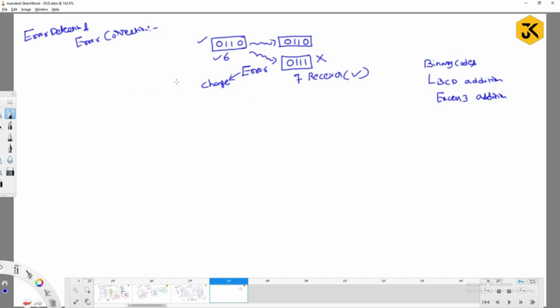Okay, so if you send 0110 and you get 0110, that is perfectly fine. But the question is, when there is an error while I am trying to send 0110, and I am able to detect that there is an error on the receiving side, I can call it error detection.